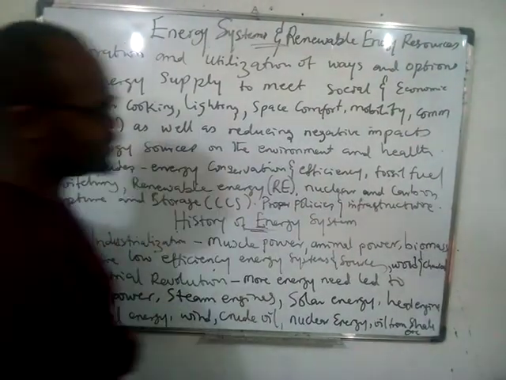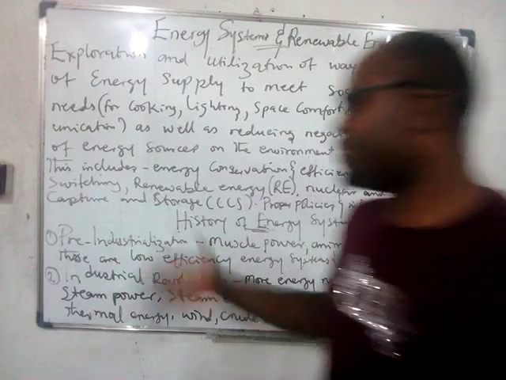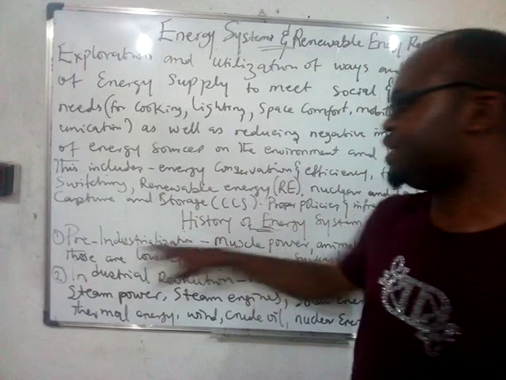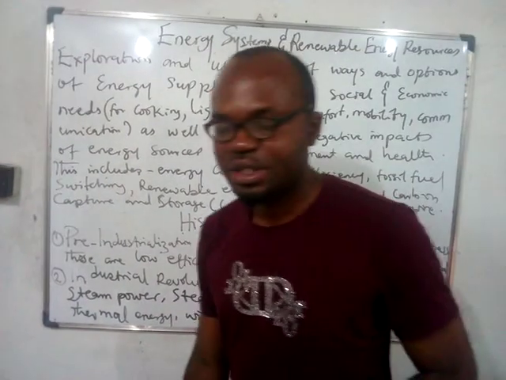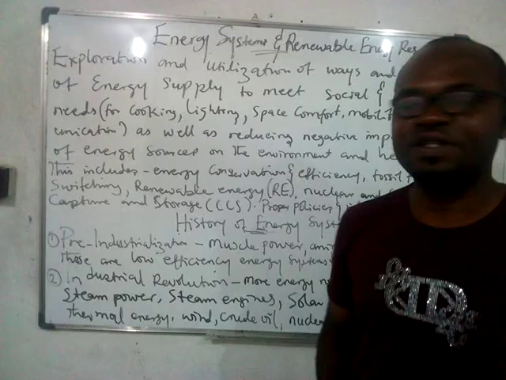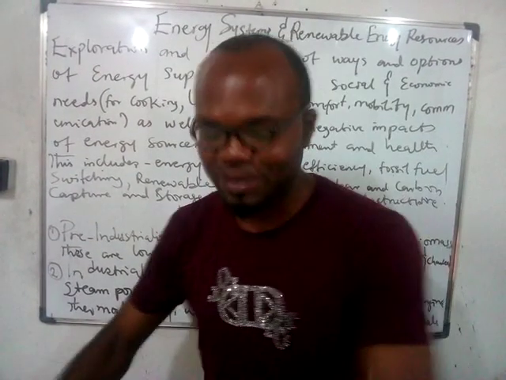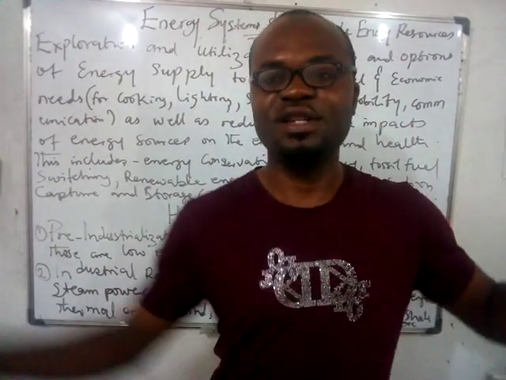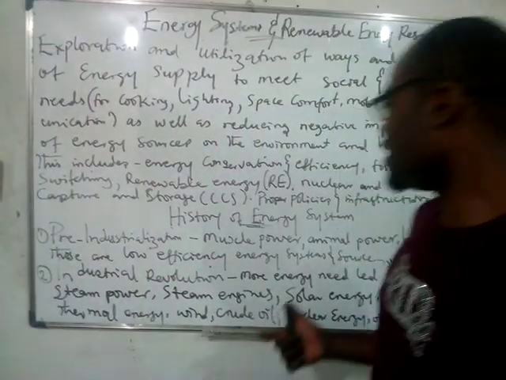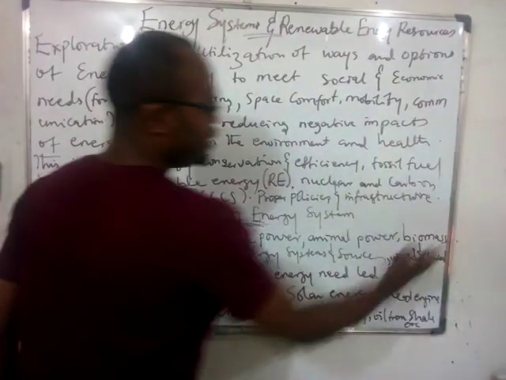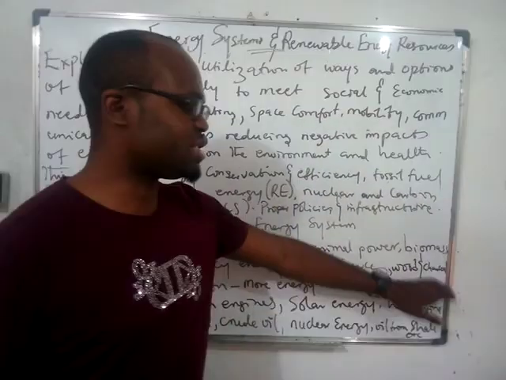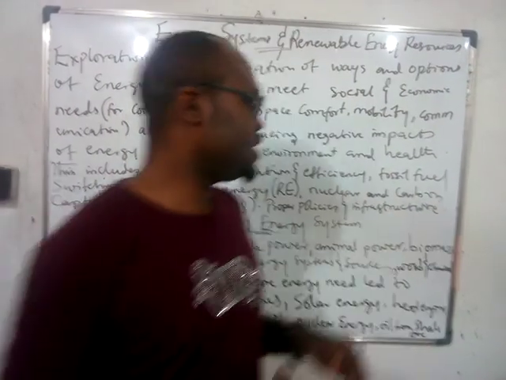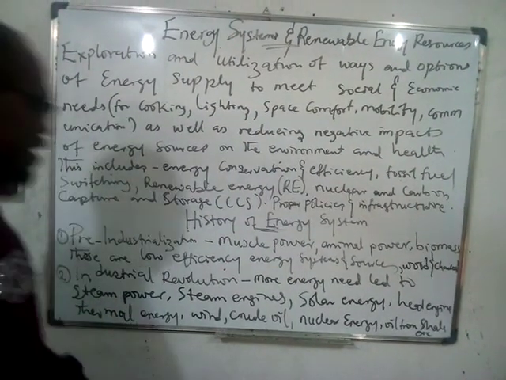Now, we talk about the history of energy systems. The type of energy we are using now is not the same as what we were using in the time known as the pre-industrialization period. In the pre-industrialization period, the major source of energy was human power. You had to do the work by your muscle power, or what we call animal power. You have donkeys and horses to carry things for you. And we also used what we call biomass. We also used wood and charcoal. They were majorly basic forms of energy that we used in the pre-industrial era.